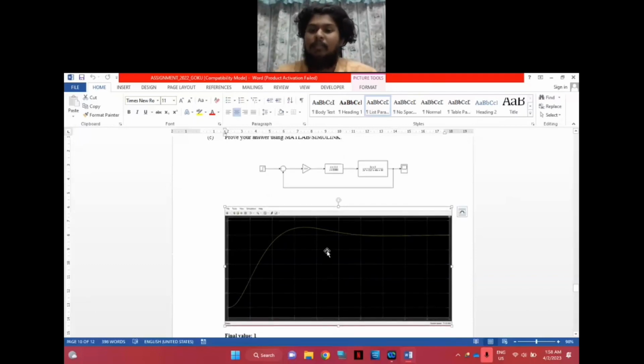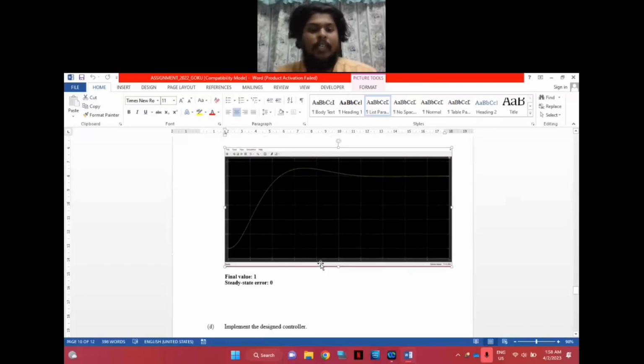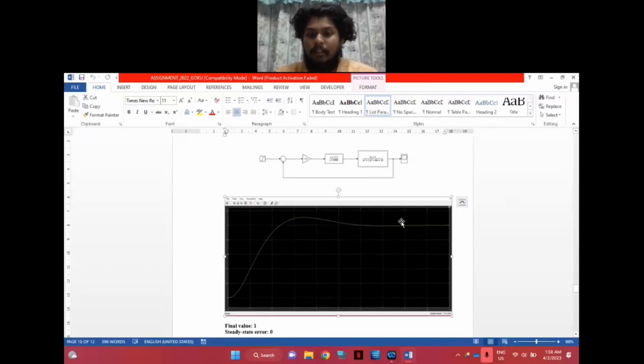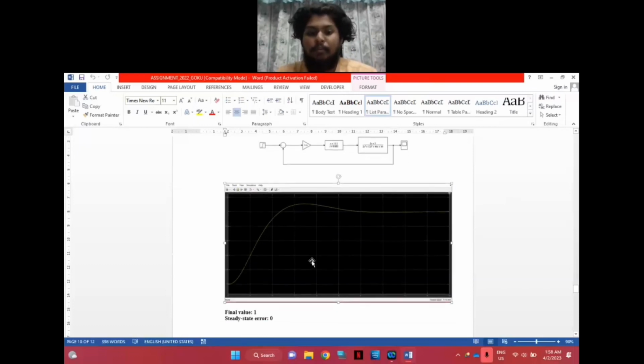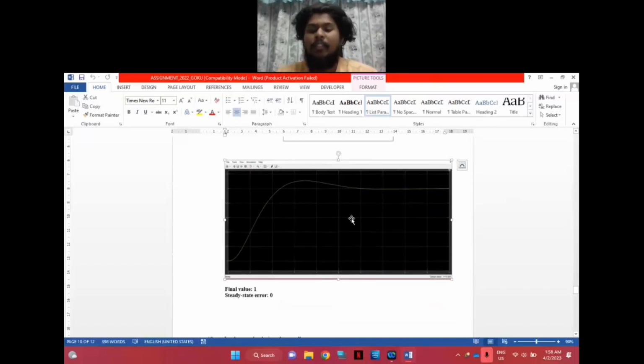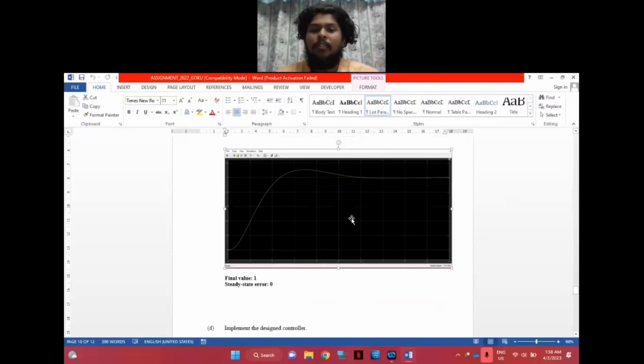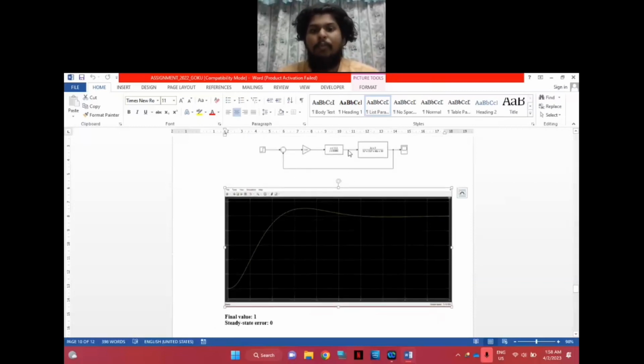So this is the graph for the PI controller, and finally we can get the final value 1 and the steady state error is 0. So that's all for my part, and thank you.